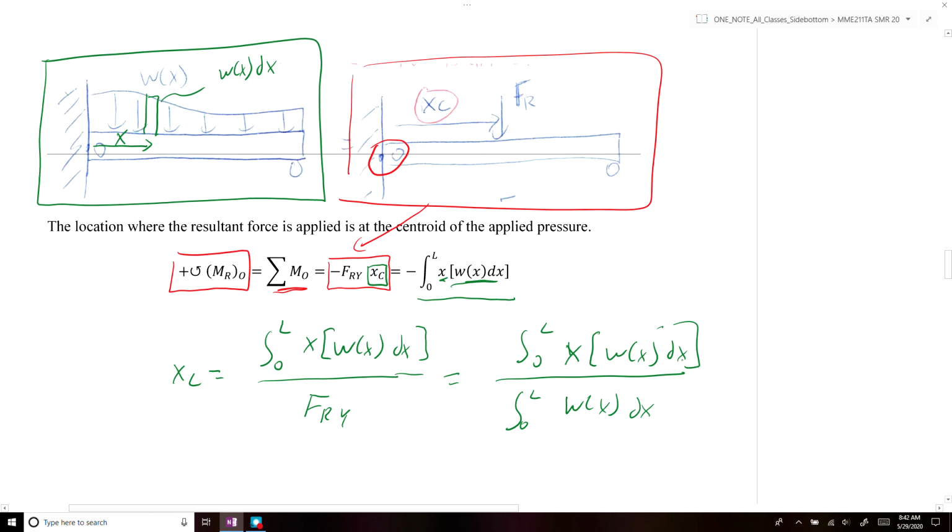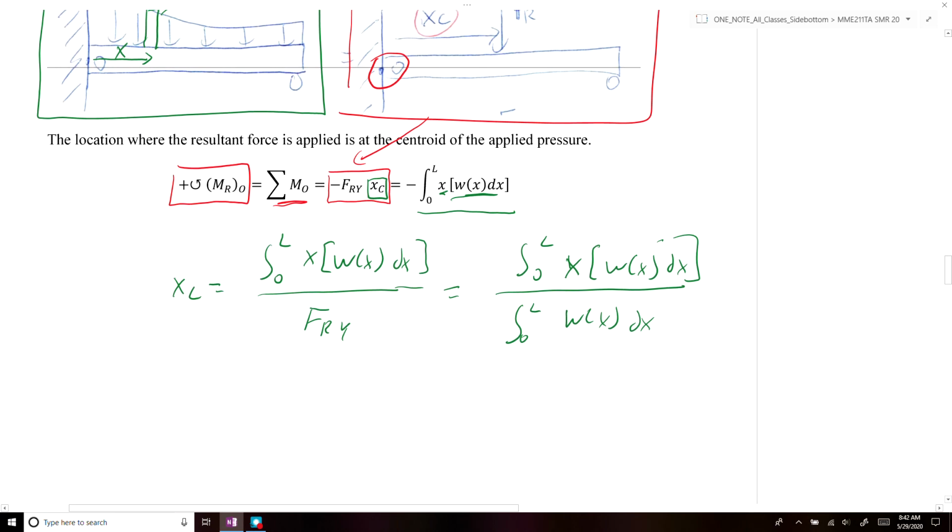The reason we're interested in this is that FR and x of c would create an equivalent moment about our support. Then that equivalent moment and load we could apply to the next rigid body and determine whether or not that rigid body would fail.